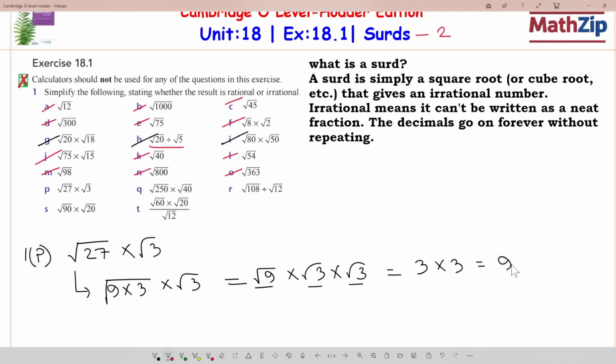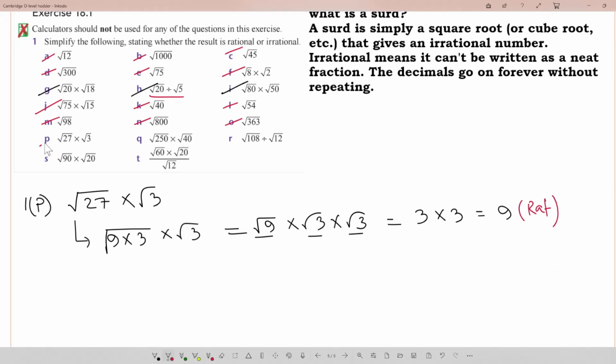Therefore this is an integer, so it's a rational number. Okay, very interesting answer, and I love this question. So number P done. Now number Q.